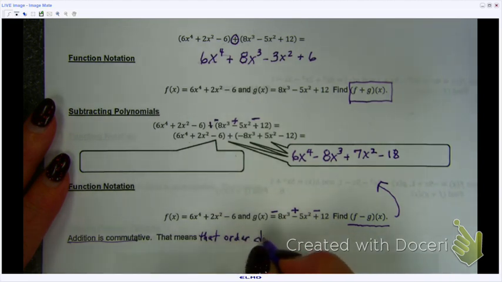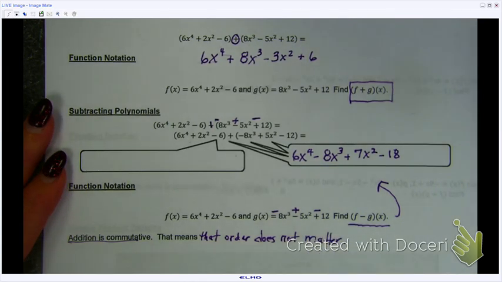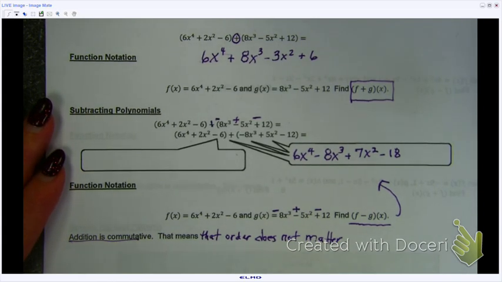The order does not matter for addition. That's what commutative means. 2 plus 3 is equal to 3 plus 2. Subtraction is not commutative.